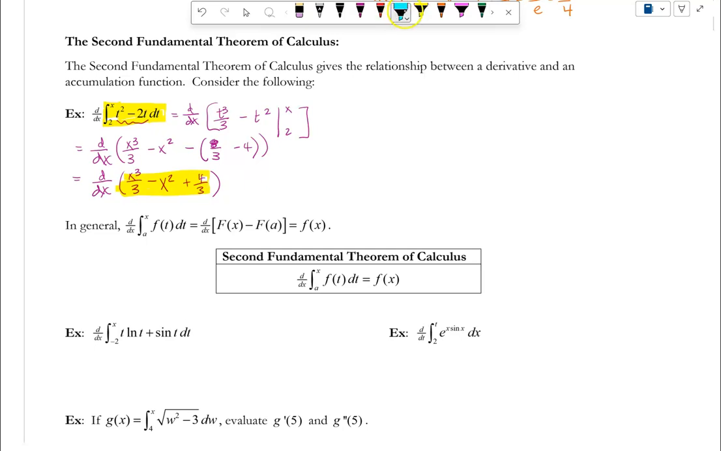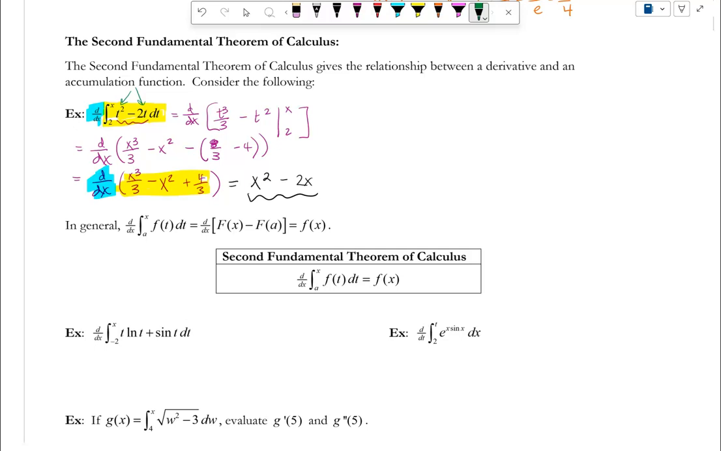So now when I take this last step of taking the derivative of this, notice that I get x squared minus 2x, and that constant 4/3, its derivative is 0. So this answer here is the derivative of our accumulation function. Notice that the derivative of our accumulation function is the same as our integrand, except it has x instead of t.